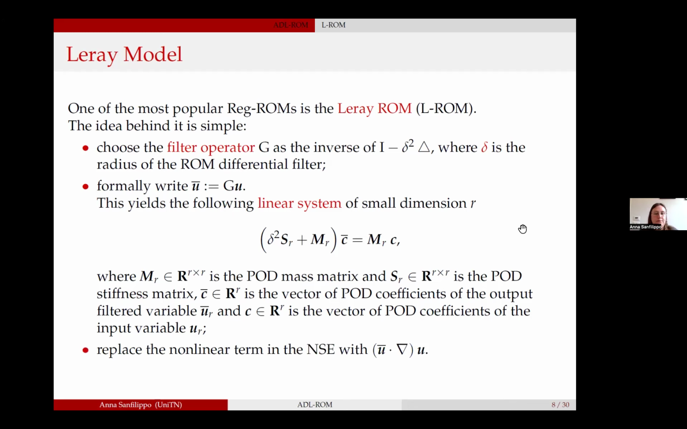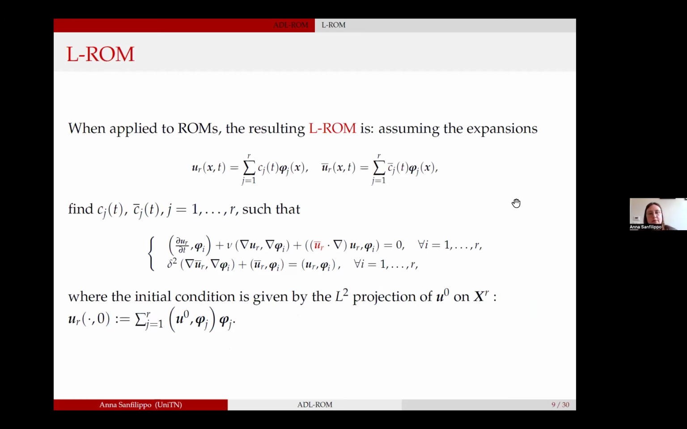So after that, we have to use this filtered velocity not in all the G-ROM formulation, but only in the nonlinear term in the Navier-Stokes equation, or better, in our case, in the G-ROM formulation of the Navier-Stokes equations. So instead of using U dot grad U, we will use U bar dot grad U. And so the proper L-ROM formulation is again a Galerkin method, that means assuming these expansions: the first one is the same as G-ROM, of course, it's the reduced velocity, and the second one is for the filtered velocity.